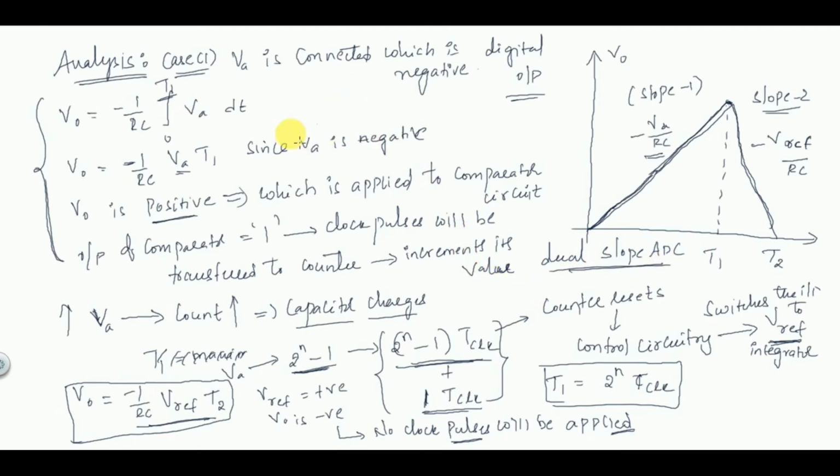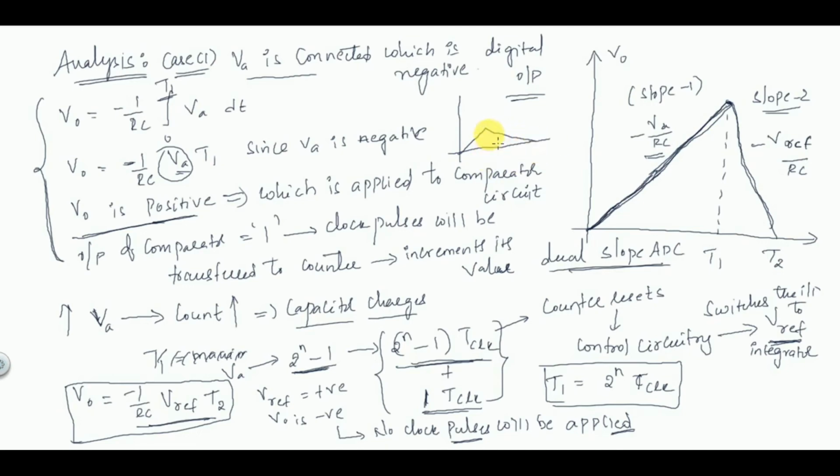Let me explain one more time because it is quite complex. First, when VA is connected, then V0 is equal to this. Since VA is negative, as I have taken, V0 is positive. When V0 is positive, the capacitor starts charging, so it charges to some certain value. Depending on the magnitude of VA, it charges to a certain amount. This is the maximum value I have taken, but if your VA value is less than the maximum, it charges to only a finite amount and then starts discharging.